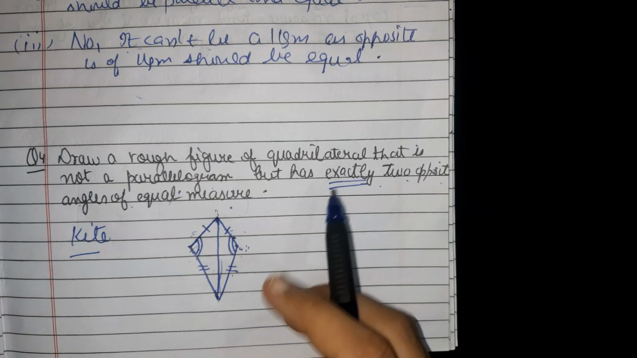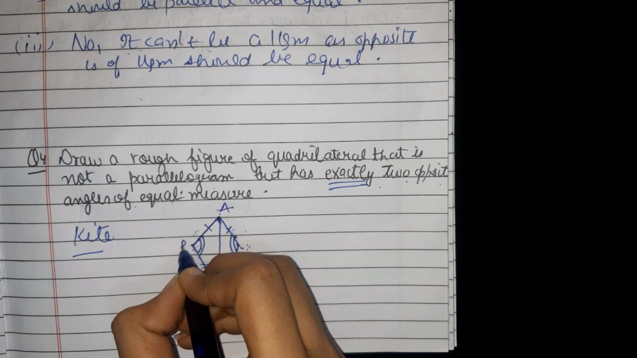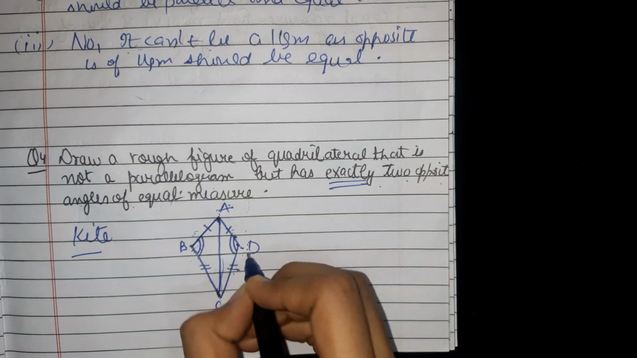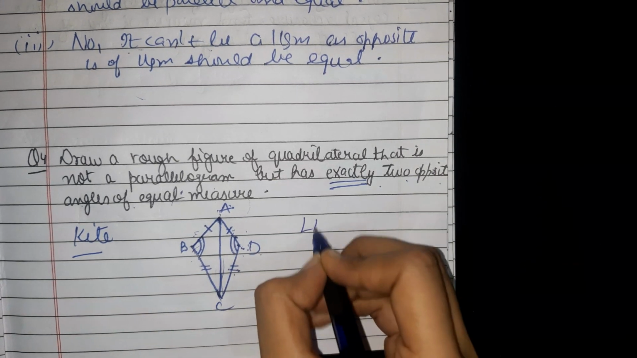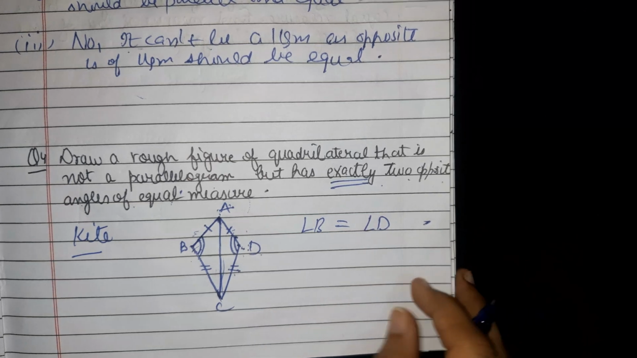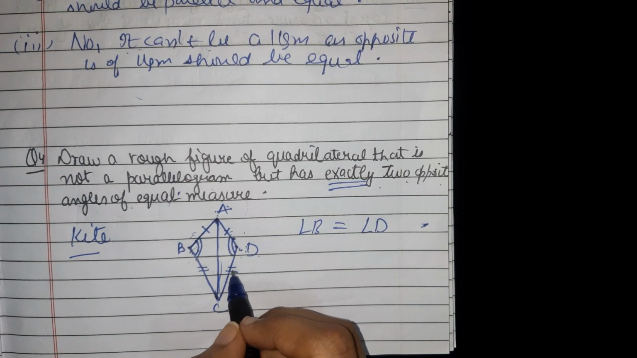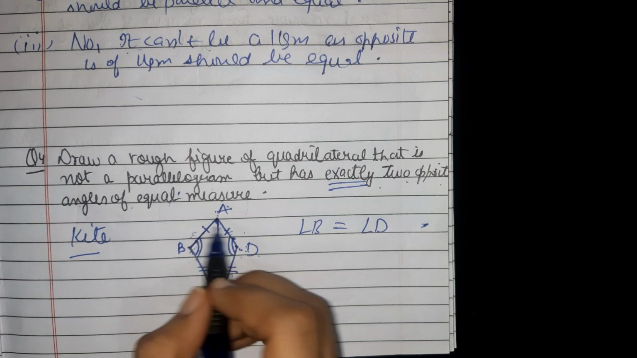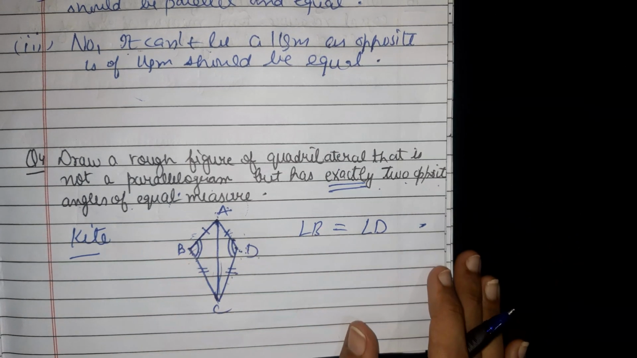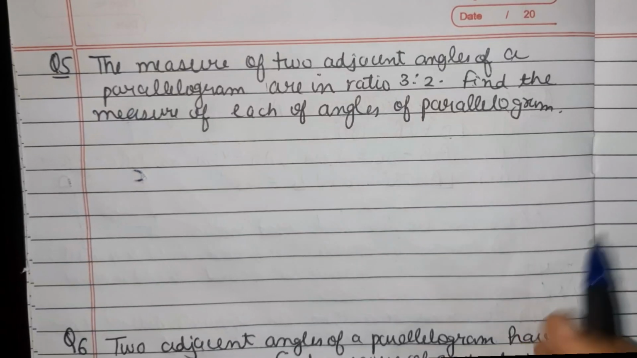Okay, so that figure will be the kite, where let me just name it ABCD is a kite, where angle B will be equal to angle D. And it is not a parallelogram because the opposite sides are not equal and parallel. Here the adjacent sides are equal and equal. Okay. So let's move on to the next question.